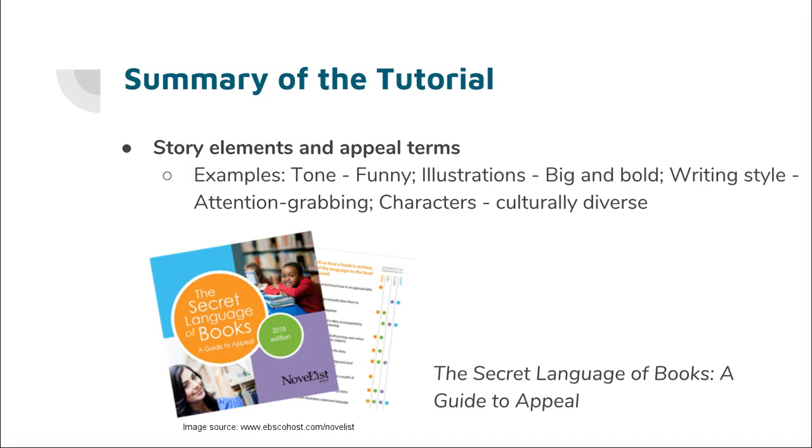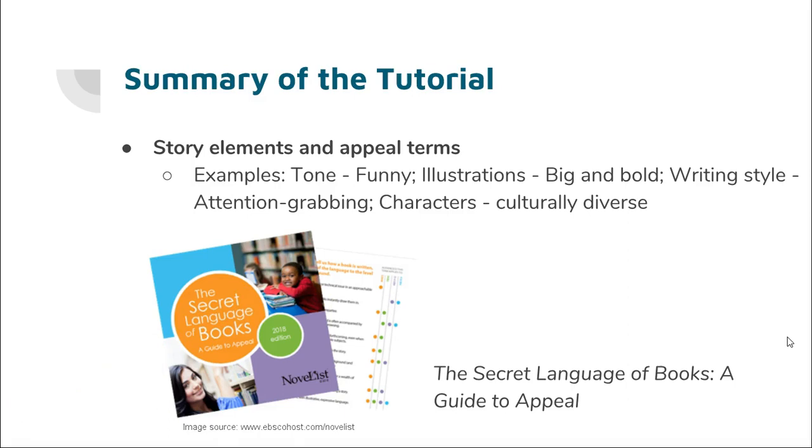Each year, NoveList updates its guide to using appeal terms in searches. The guide, The Secret Language of Books, is almost a book unto itself and defines each term and the age groups to which it can apply. It is an indispensable tool when searching NoveList.